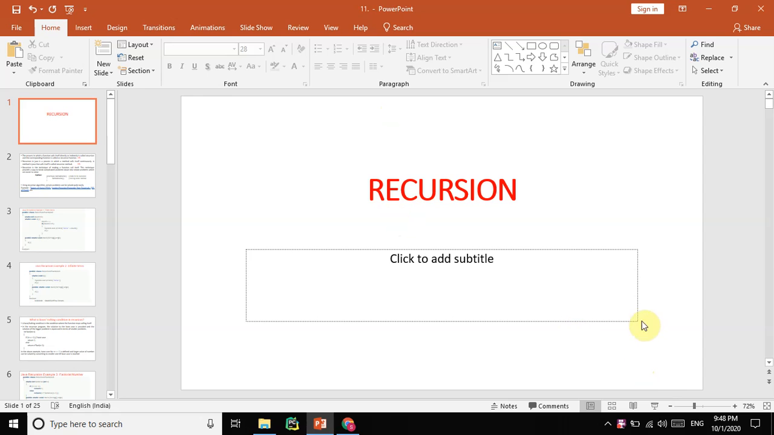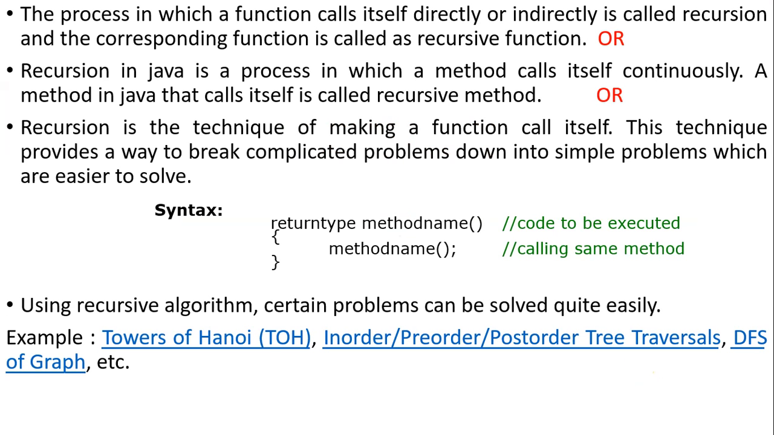So the next topic is recursion. So what is actually recursion? Not only in Java, we have heard this word in C also. The process in which a function calls itself, either directly or indirectly, is called recursion, where the function involved in this process is called a recursive function. So this is one definition.